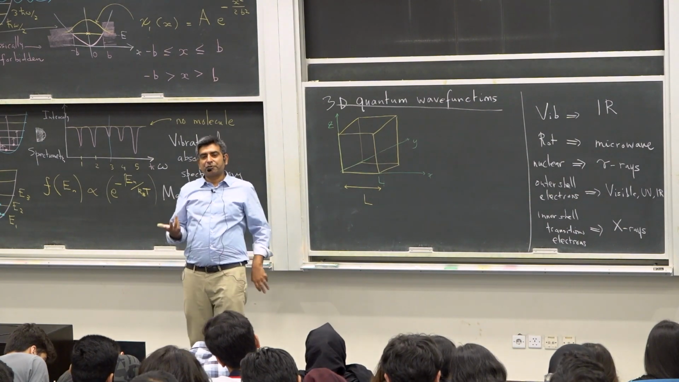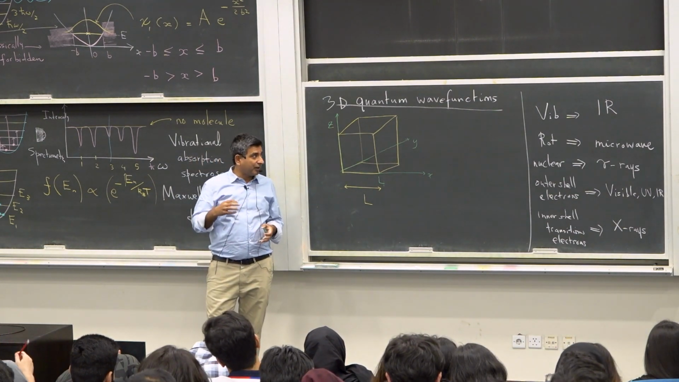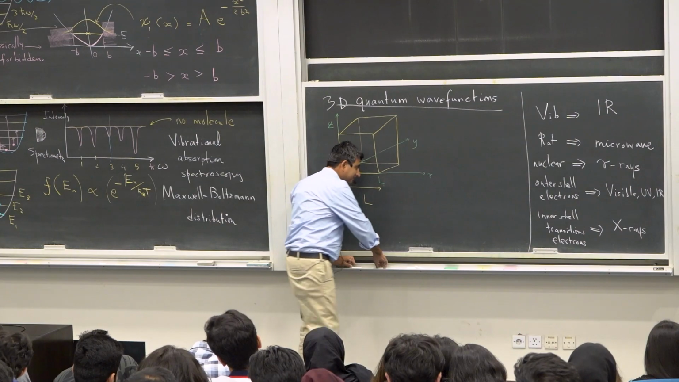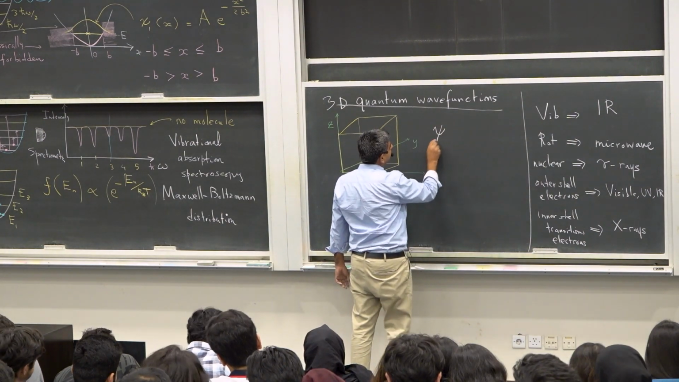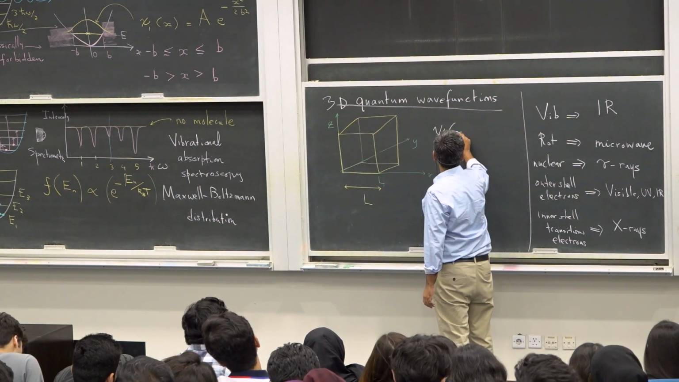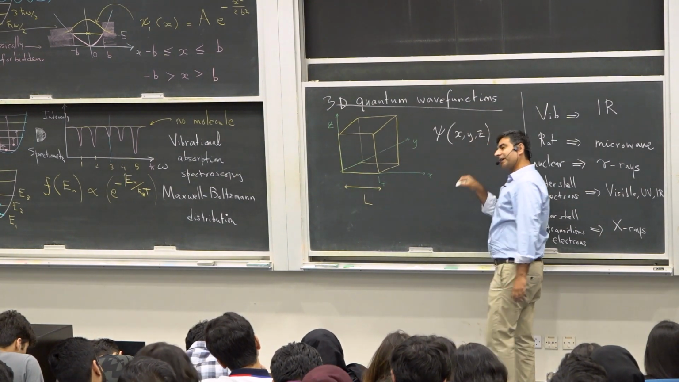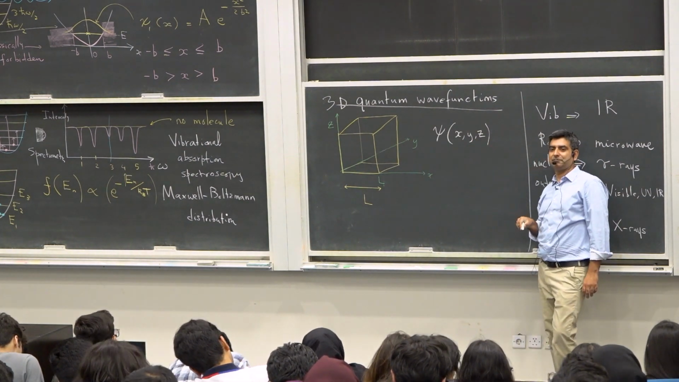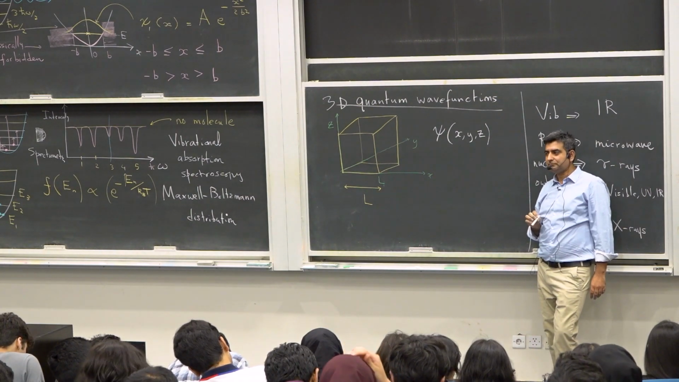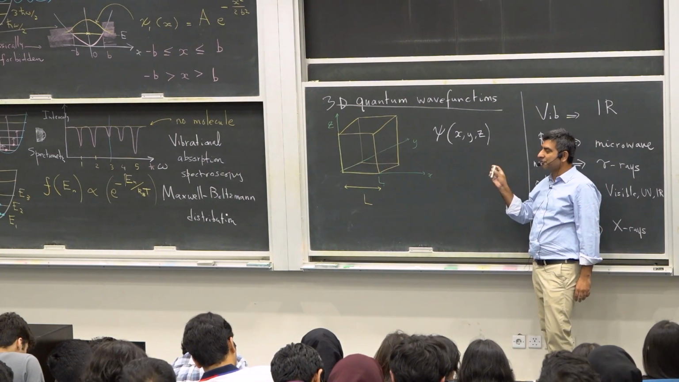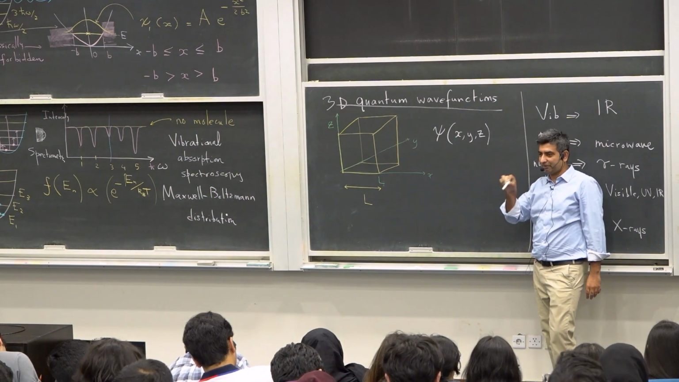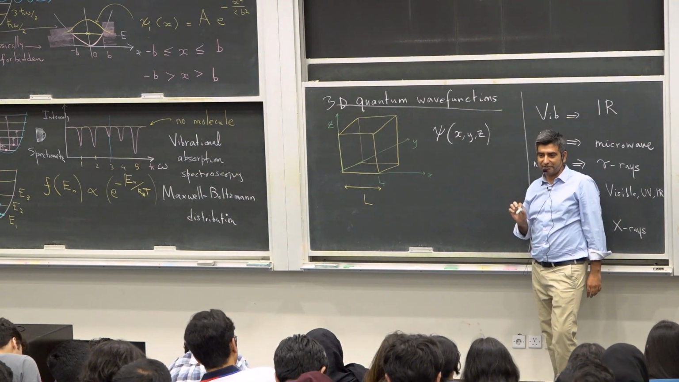Now we would like to solve the Schrodinger equation for this. The wave function psi is three-dimensional. It is a function of x, y, and z. Now let's solve the Schrodinger equation for this 3D infinite well. Do you get the point?